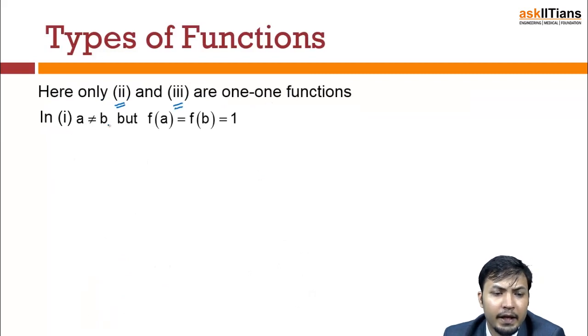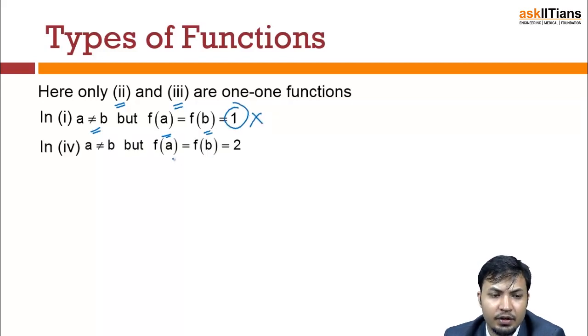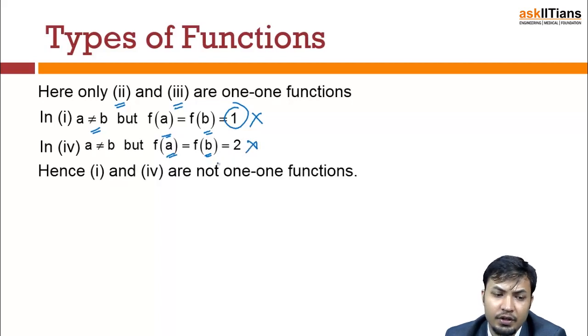In 1, A is not equal to B, but f(a) equals f(b) equals 1. It doesn't satisfy the condition. In 4, A is not equal to B, but f(a) is equal to f(b), which is equal to 2. It does not satisfy the condition. Hence 1 and 4 are not one-one functions.